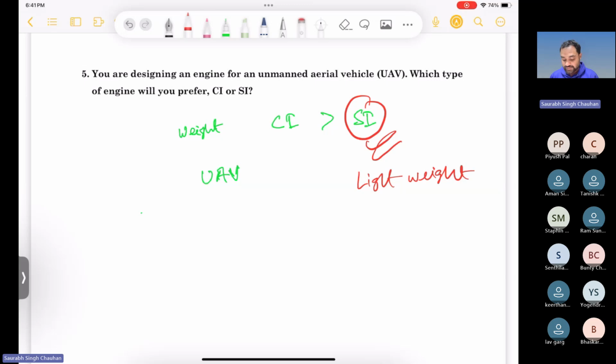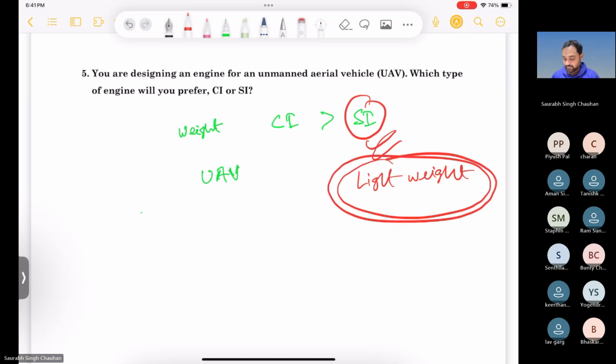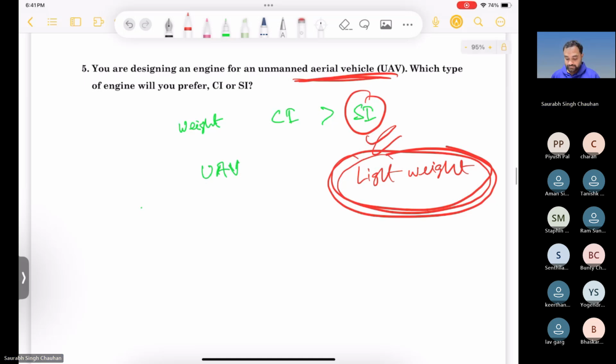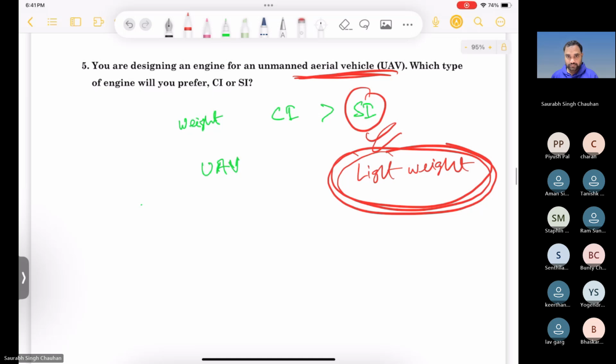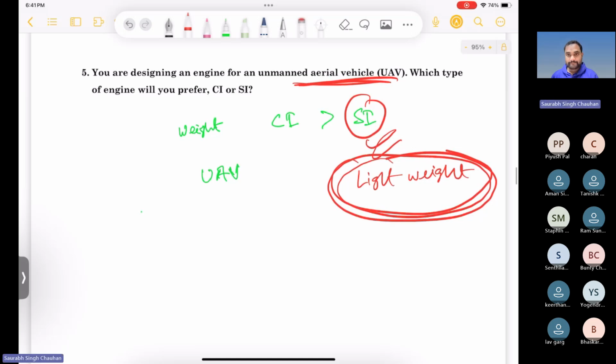And if I ask which type of engine you will prefer, 4-stroke or 2-stroke, then I will prefer 2-stroke engines because they are again lightweight. So weight is the main constraint while designing these types of engines for UAV applications.